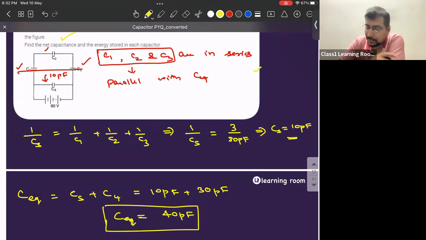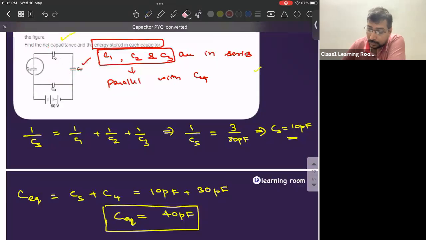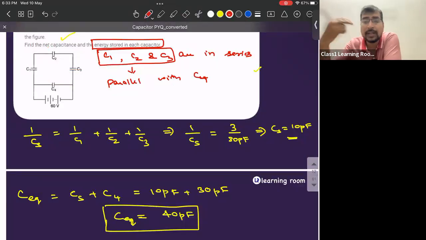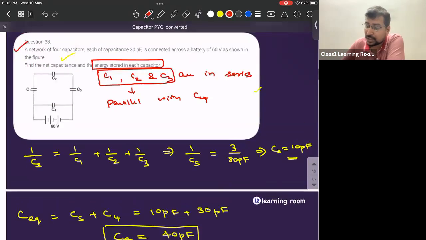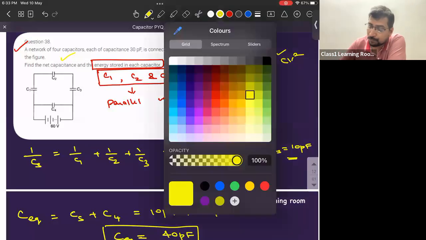The next part is, what is the energy stored in each capacitor? They didn't ask for the system. They asked what is the energy stored in each capacitor. So all that we need to calculate the energy stored in each capacitor, we know the formula is half CV square. We need to know the capacitance of each capacitor, and the potential difference across each capacitor. Right?